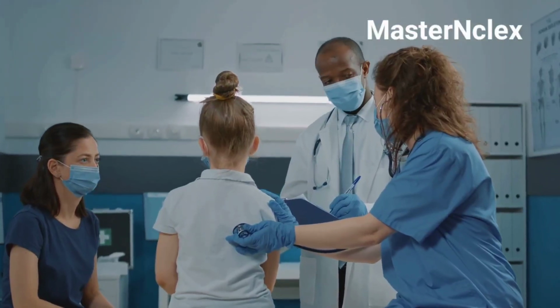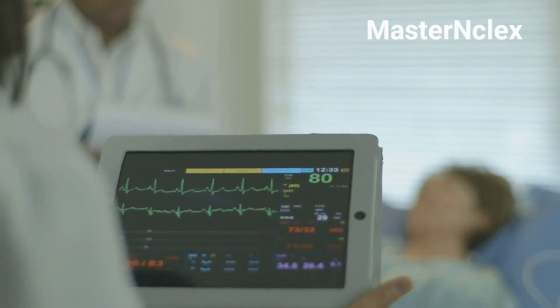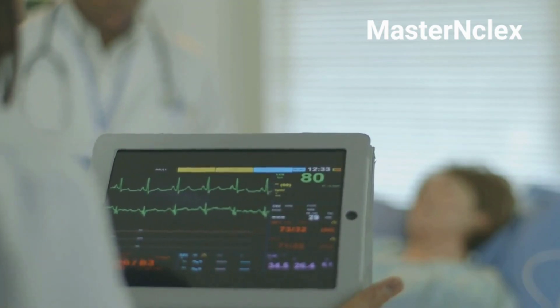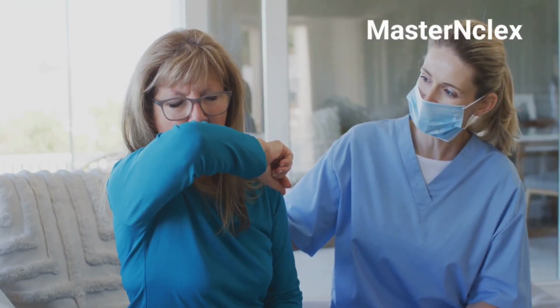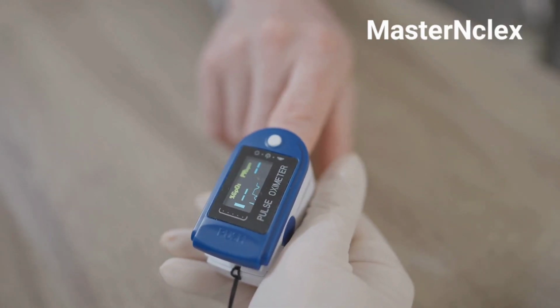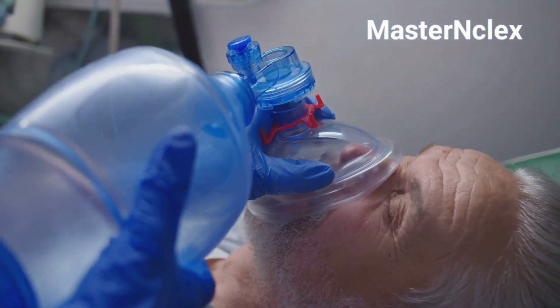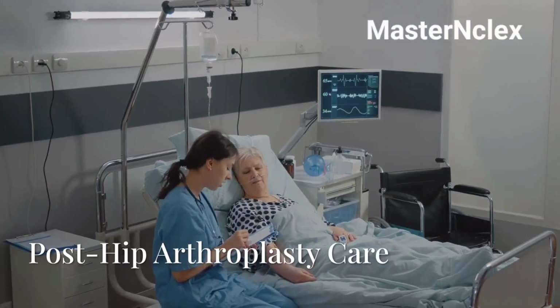A nurse is caring for a patient with a respiratory infection. Which assessment finding is most concerning? A. Increased respiratory rate. B. Productive cough with green sputum. C. Oxygen saturation of 90%. D. Mild fever. The answer is C. Oxygen saturation of 90%. An oxygen saturation of 90% indicates hypoxemia and requires immediate attention.